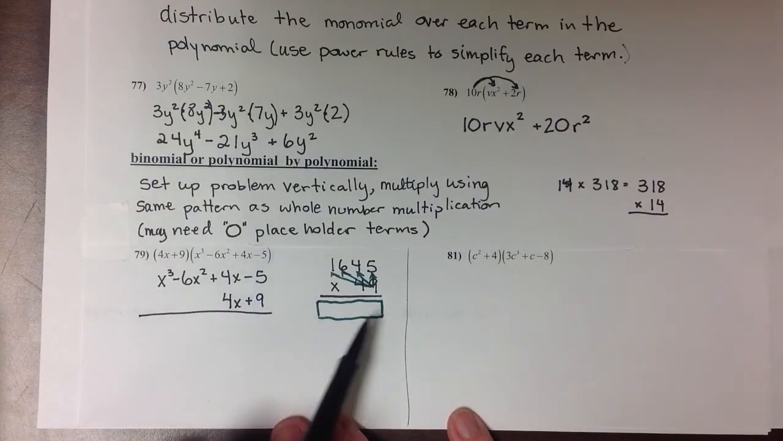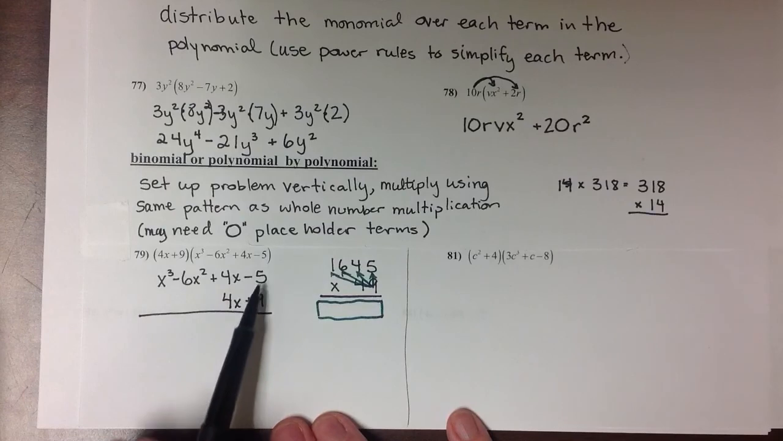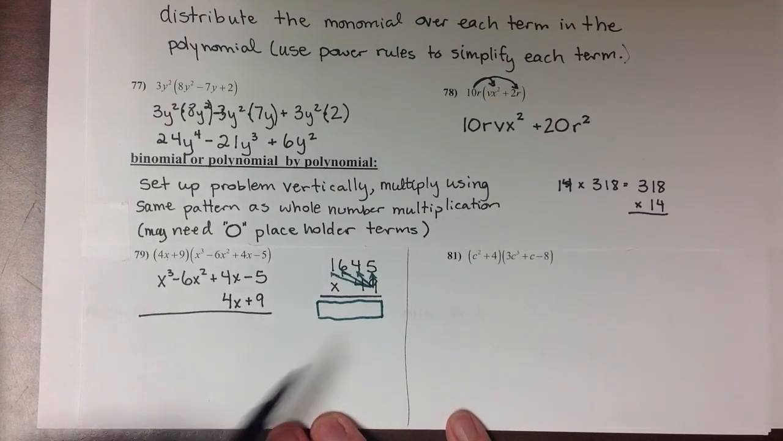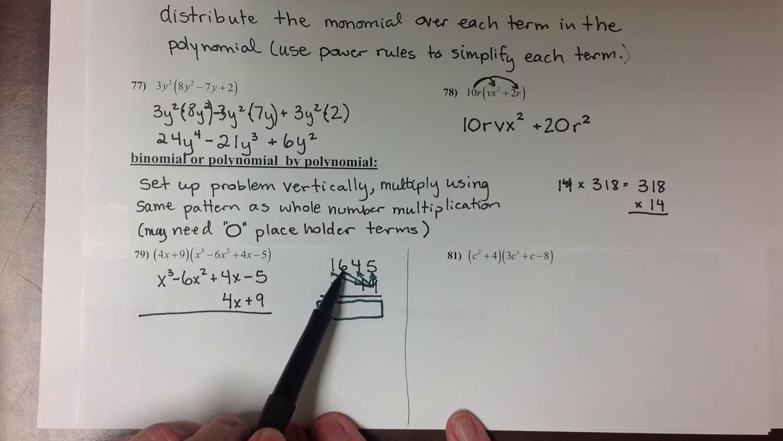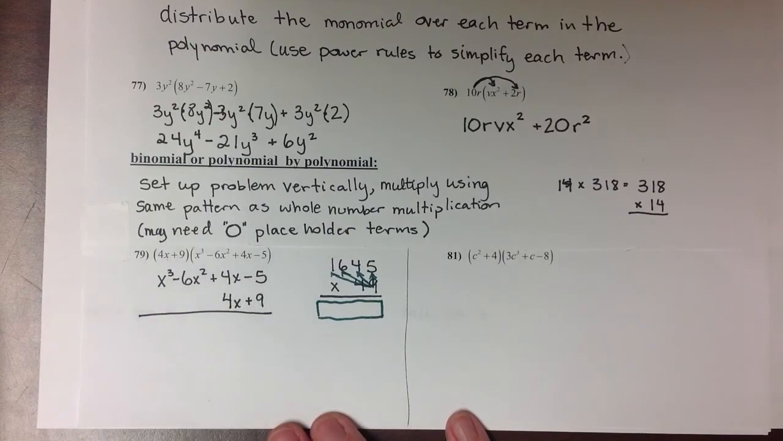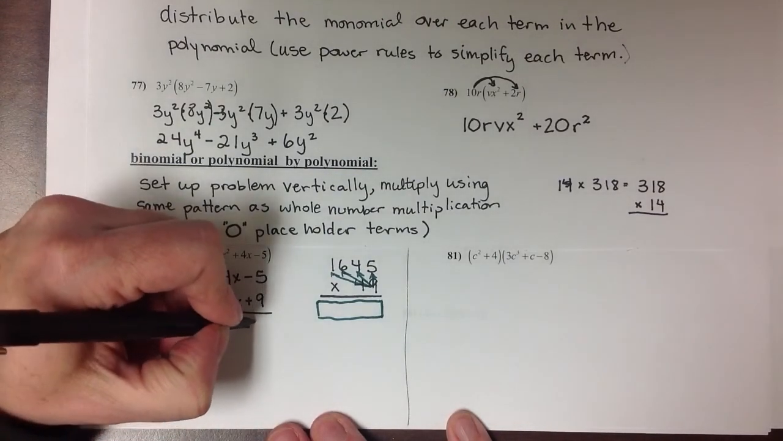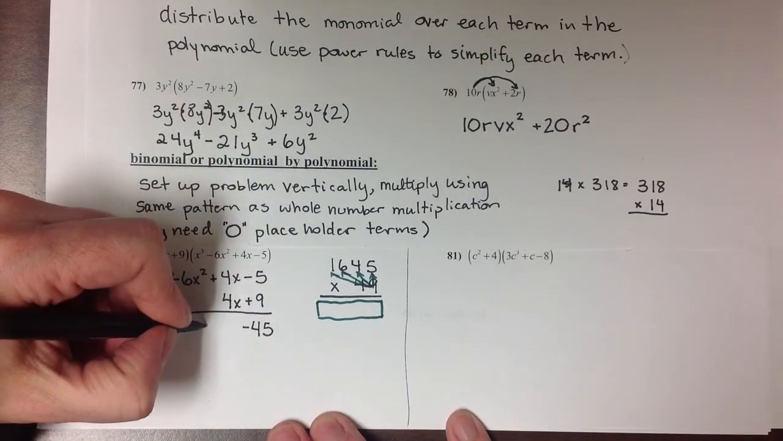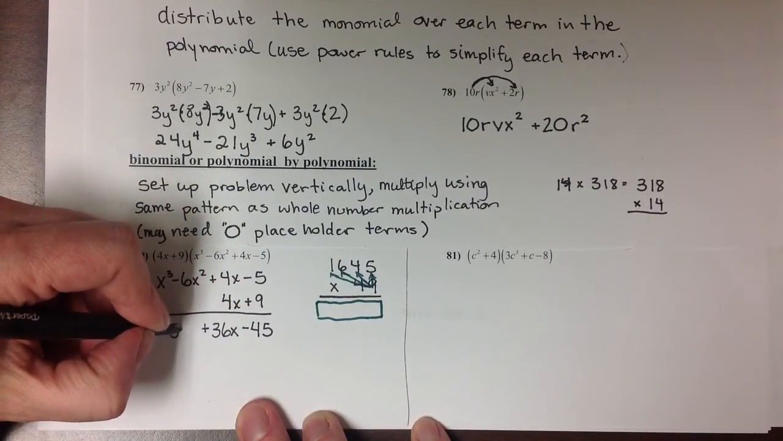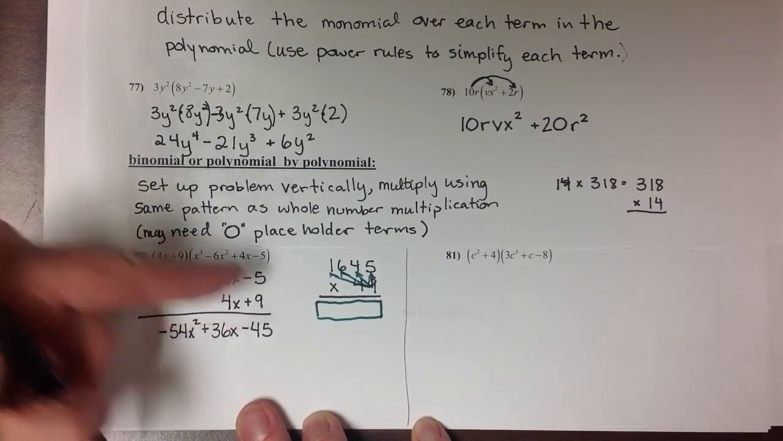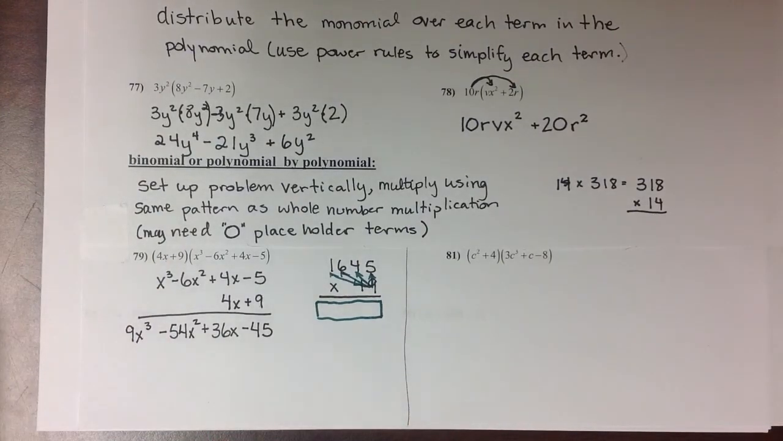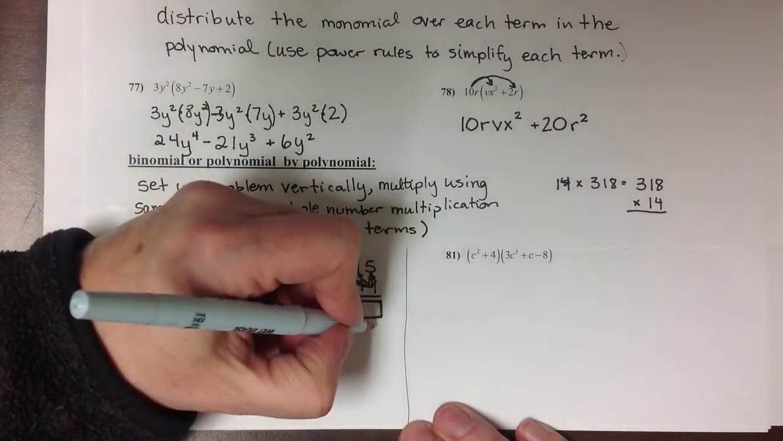You notice I line these up on the right side just like I did over here with my whole numbers, and I've got the constant terms underneath each other and the x terms written underneath each other. And then I'm going to multiply through, just like I did 9 times 5, 9 times 4, 9 times 6. I'm going to be multiplying 9 times negative 5, 9 times 4x, times negative 6x squared, and then times x to the third. So those will give me a negative 45, a positive 36x, a negative 54x squared, and a positive 9x cubed.